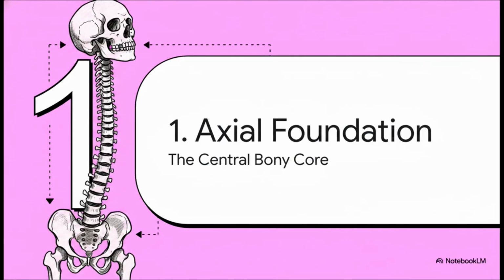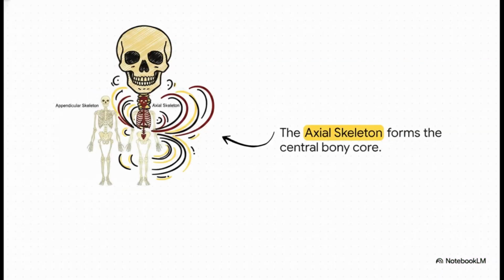Section 1. The axial foundation. So let's set the stage. The axial skeleton is the central bony core of your entire body. And the skull? Well, the skull is the ultimate capstone of this whole system. It sits right up there on the upper end of the vertebral column. You've kind of got to stop picturing the skull as just this isolated floating helmet and start seeing it as the structural anchor for our entire central axis.